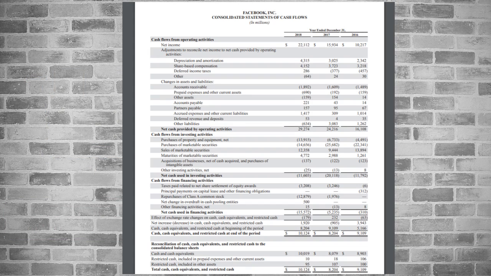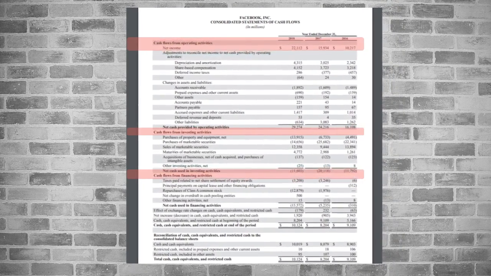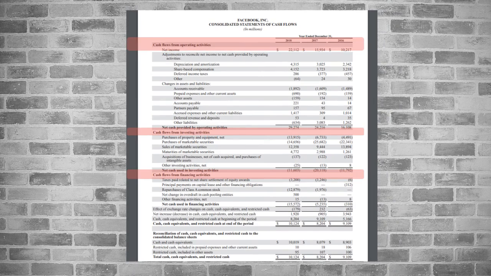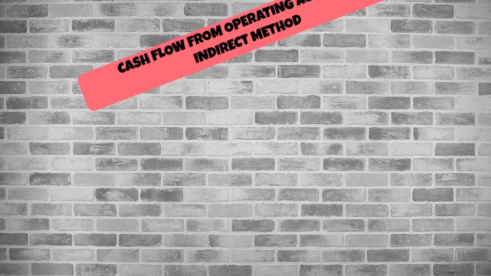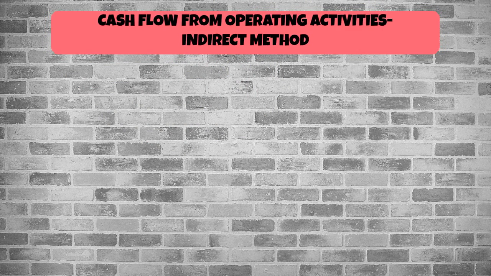We can also relate these three categories in the cash flow statement of Facebook's annual report, which we have discussed in the previous video. Now let's get into the details of how cash flow from these three categories are computed by the companies. The cash flow statement is generally prepared using two methods, either the direct or indirect method. The direct method of preparation will be discussed later in the video because most companies prefer using the indirect method of computation. So let's take the first category under indirect method, which is cash flow from operating activities.